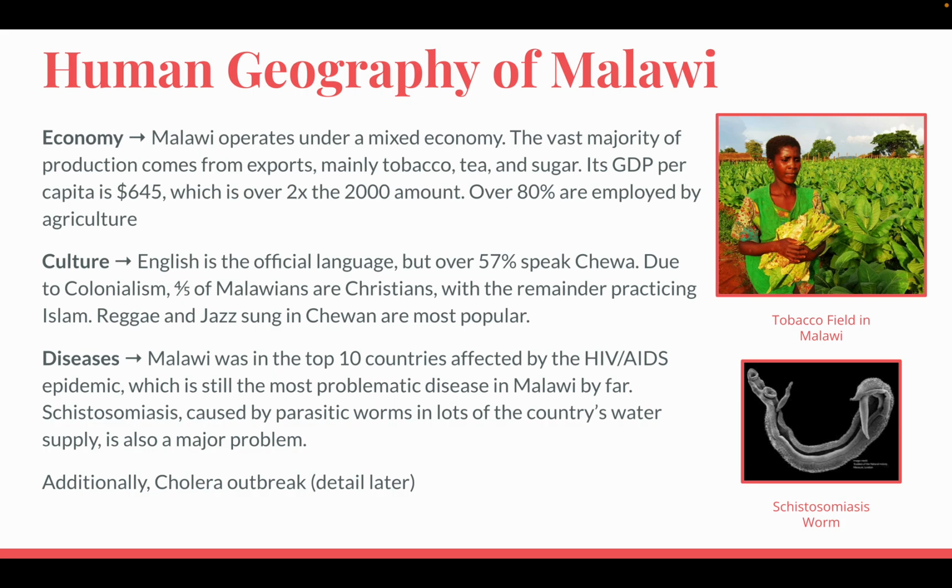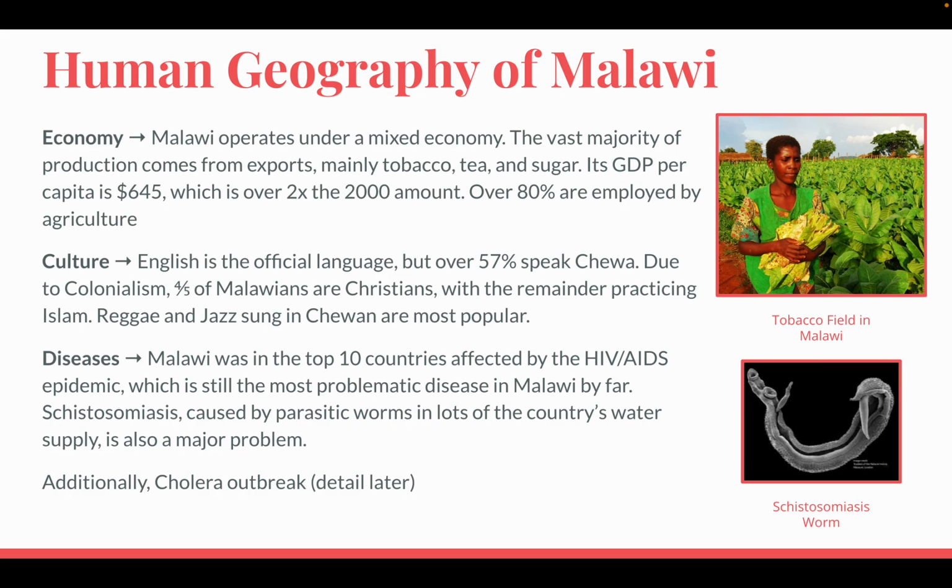Its GDP per capita has doubled since 2000, but is still at $645. And almost everyone in Malawi is employed by agriculture, over 80% of their citizens. English is the official language of Malawi, but over 57% of Malawians speak Chichewa.